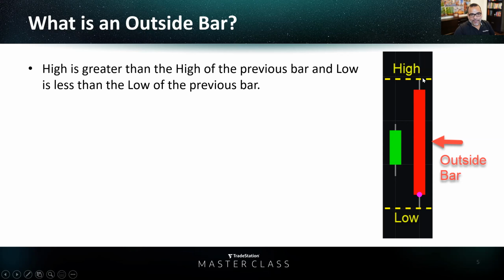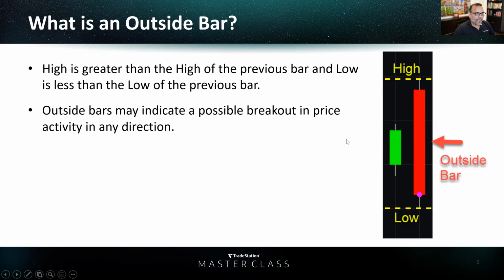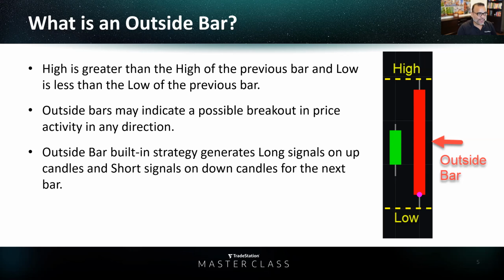And the high must be higher and the low must be lower. Outside bars may indicate a possible breakout in price activity in any direction. The price has extended more than the prior bar, but there's still some indecision. It extended to the upside, but it also extended to the downside. So now the question is, what side is it going to favor after this?